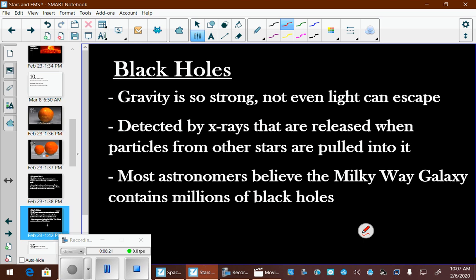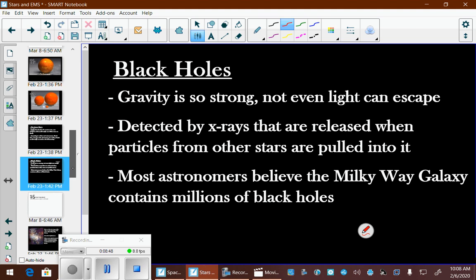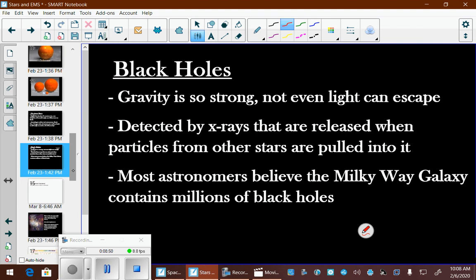Okay, we can't detect it because of light. We actually detect it because of X-rays that are released when particles from other stars are pulled into it. Most astronomers believe the Milky Way galaxy contains millions of black holes. They actually think that there is a large black hole in the center. One of those other video options at the end of class is to look at a video on what black holes are, explaining what we know about them and some different things that would happen. So if you get to that point, I would highly encourage you to watch that. That is a really good video clip.